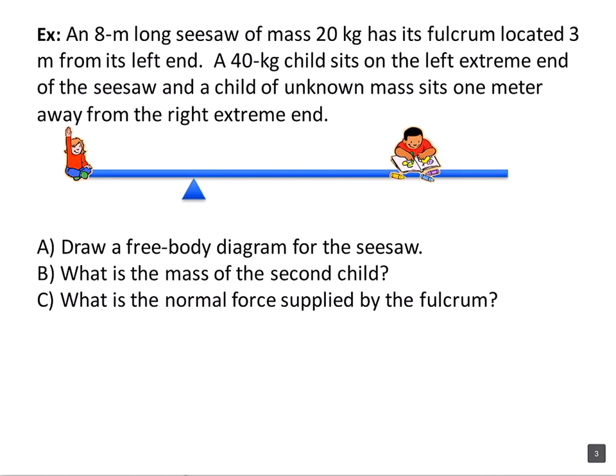Here's our first example. An 8-meter long seesaw of mass 20 kilograms has its fulcrum located 3 meters from its left end. A 40-kilogram child sits on the left extreme end of the seesaw, and a child of unknown mass sits 1 meter away from the right extreme end. First, we want to draw a free body diagram for this seesaw.